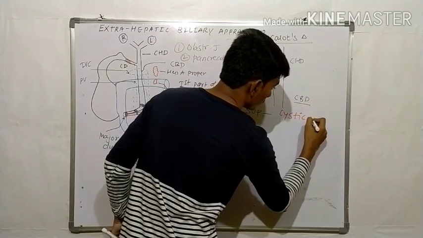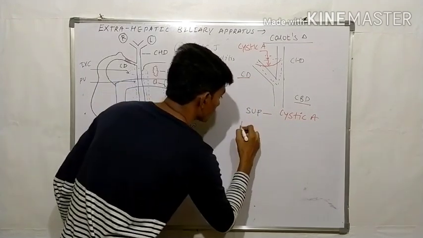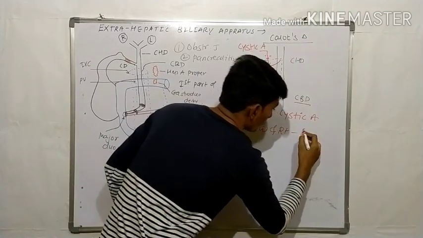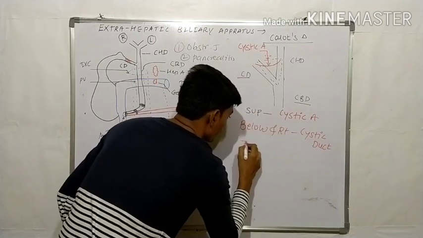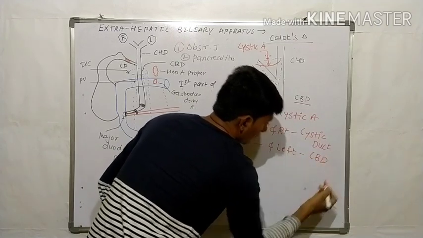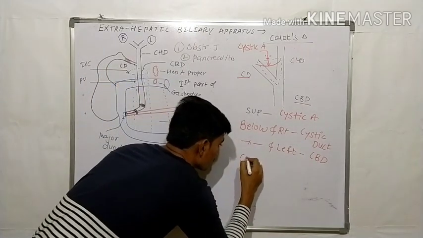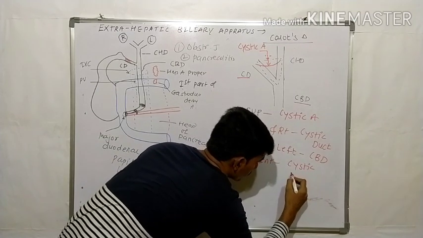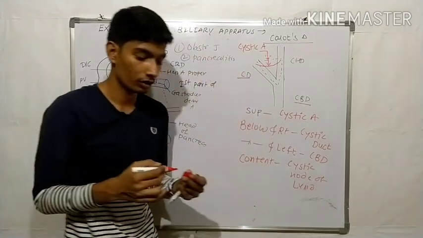the cystic artery; below and on the right side, the cystic duct; and below and on the left side, the common bile duct. This Calot's triangle contains the cystic node of Lund, L-U-N-D.